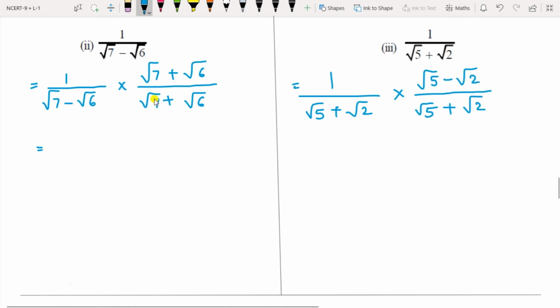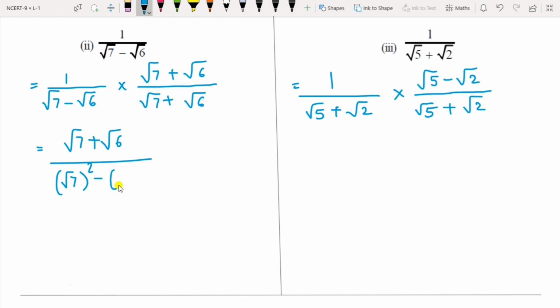Third question is 1 upon root 7 minus root 6. Since it is subtraction here, take the opposite of it, that is do the addition. So 1 into this is root 7 plus root 6, the whole upon, it is a plus b, a minus b, so root 7 square minus root 6 square. So that will become root 7 plus root 6 upon 7 minus 6, so it will be 1. So root 7 plus root 6 upon 1, no need to write upon 1 here.